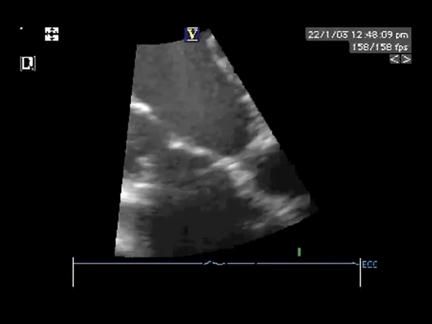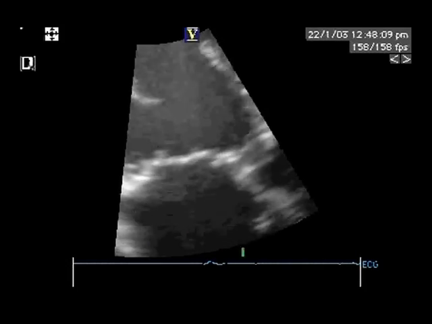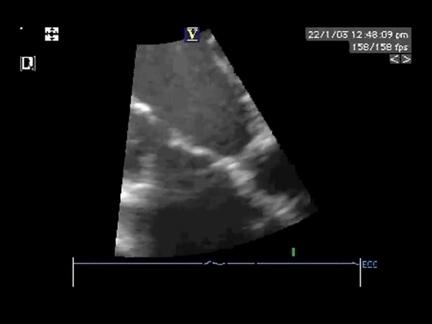Zoom view of the mitral valve demonstrating its dome-like tenting. There is only a short coaptation surface remaining.